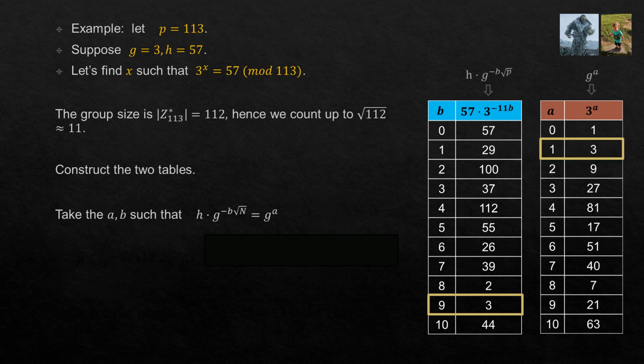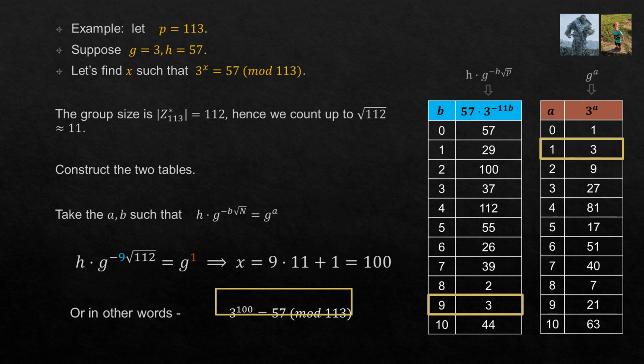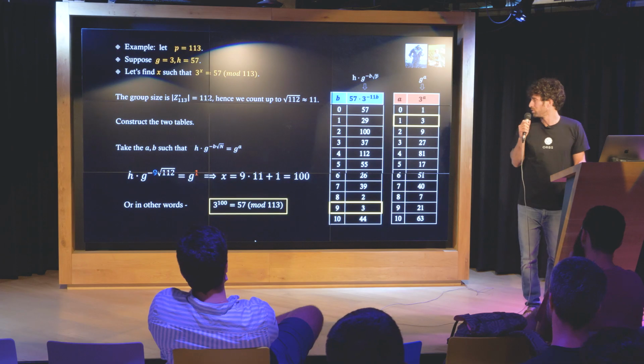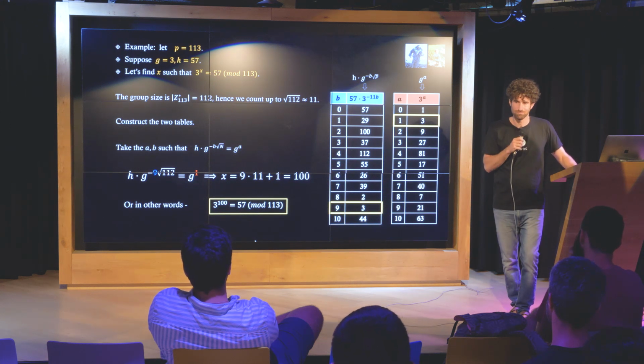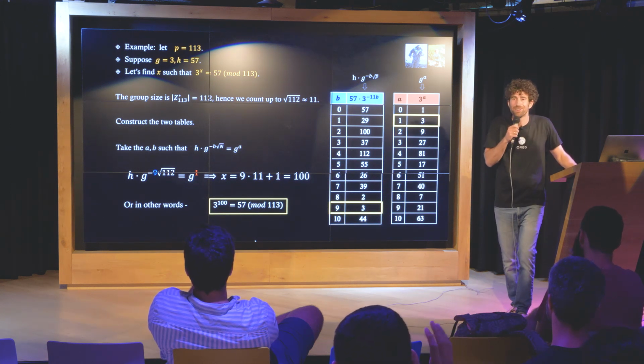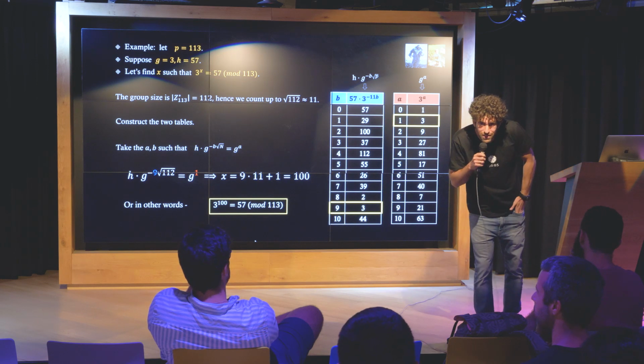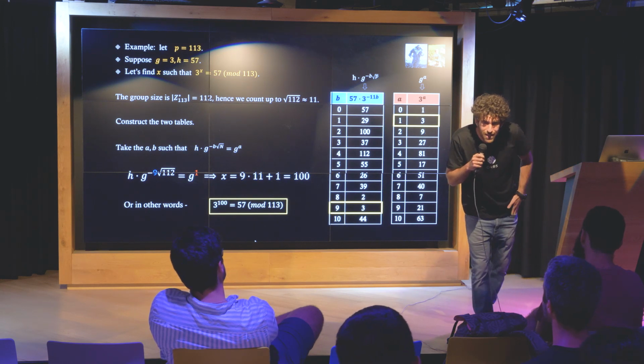Right? You can see the corresponding entries are equal. This implies that h times g to the power of minus 1 minus 9 times 11 is equal to g to the 1, and we move stuff around to get that x is equal to 100. In other words, 3 to the power of 100 is equal to 57 mod 113. Yeah, so, question? Is there any variant that uses less than square root n in memory?